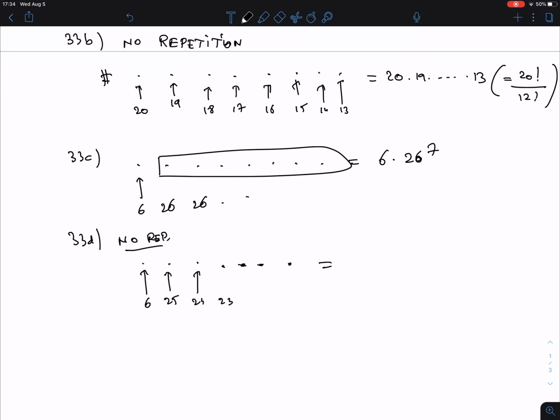1, 2, 3, 4, 5, 6, 7, 8. So 23, 22, 21, 20, and 19. So I get 6 times 25 times 24 times and so on, down to 19. Okay.